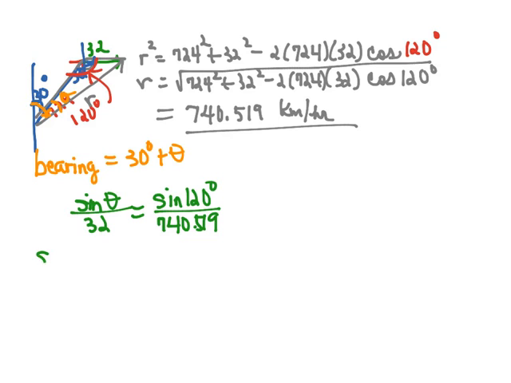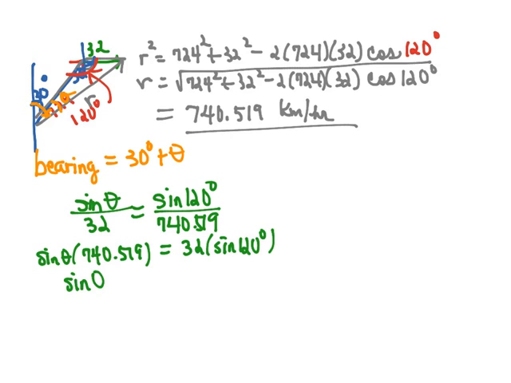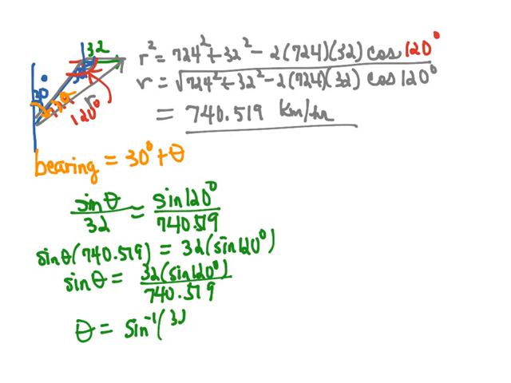So if we cross multiply, the sine of theta times 740.519 would equal 32 times the sine of 120. So the sine of theta is 32 times the sine of 120 divided by 740.519. And theta is going to be the inverse sine of this amount, or the arc sine.